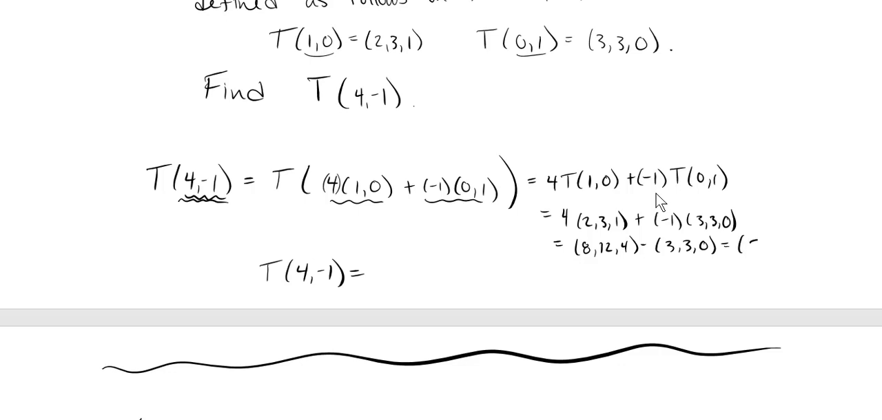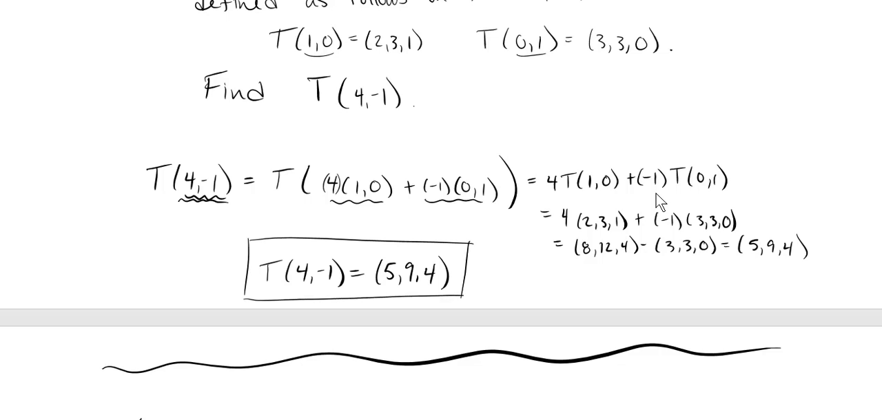Looks like we get 5, 9, 4, just from subtracting these vectors. 8 minus 3 is 5, 12 minus 3 is 9, 4 minus 0 is 4. And there we have it. Knowing just what T does to the basis vectors of R2, we were able to figure out what T does to an arbitrary element of R2.